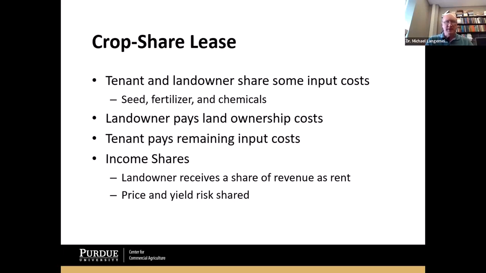And seed and chemicals is in a similar situation, particularly post-COVID. Chemical costs were relatively high. Well, that's a risk to the landowner, and so that's what I mean when they're sharing more risk, or the landowner has more risk under these crop share lease arrangements. Under this arrangement, landowner pays land ownership costs, and so if there's any improvements that need to be made, they're responsible for those. They're responsible for the real estate taxes and those kinds of costs too. The tenant pays the remaining costs, the costs that are not land ownership costs, and typically seed, fertilizer, and chemicals.